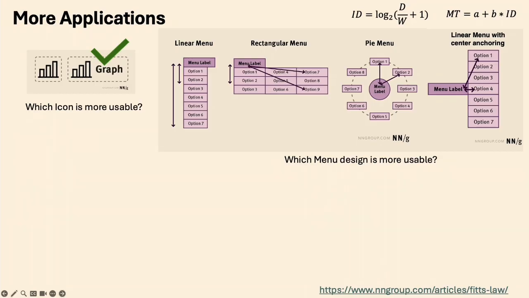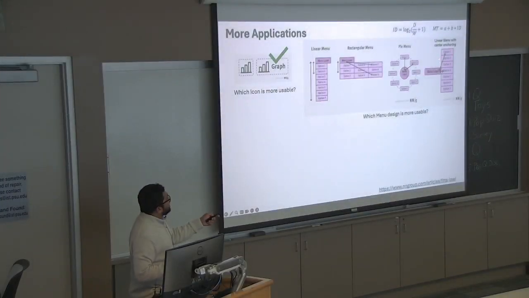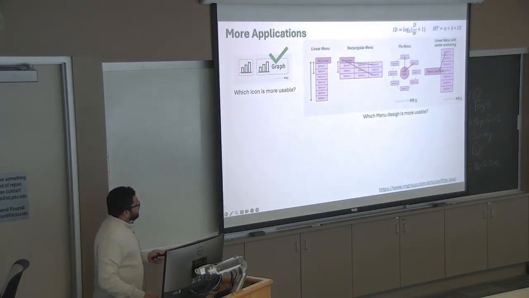And the fourth option, linear, but I will start at the center so that my distance to the first item or the last item could be manageable.